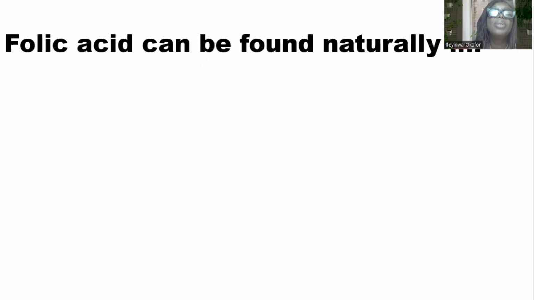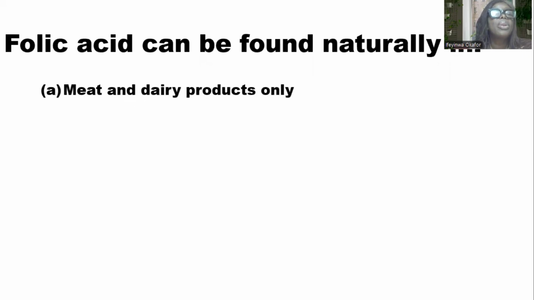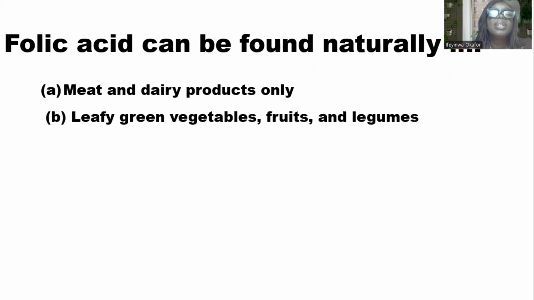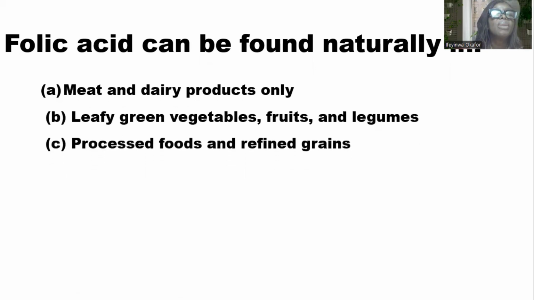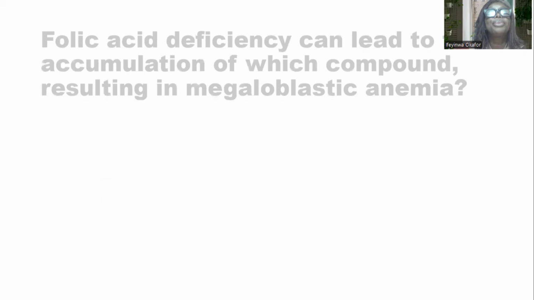Folic acid can be found naturally in the meat and dairy products only, leafy green vegetables, fruits and legumes, processed foods and refined grains, sugary drinks and sweets, fatty fish and eggs only. And the answer is B, leafy green vegetables, fruits, and legumes.